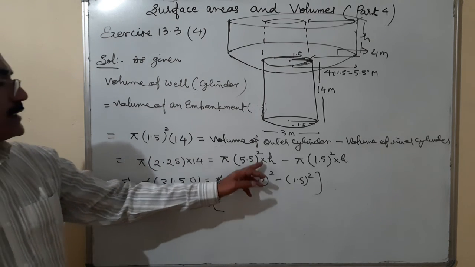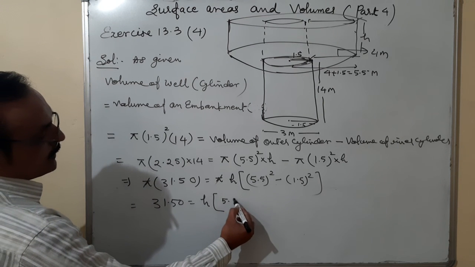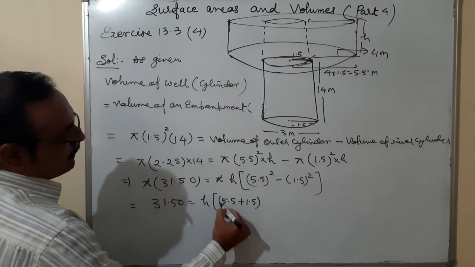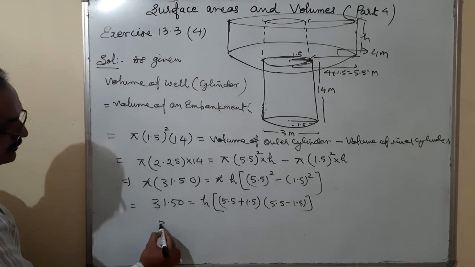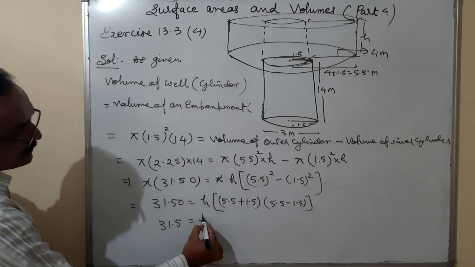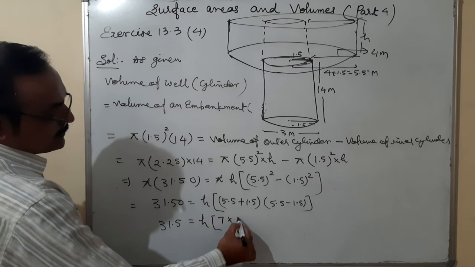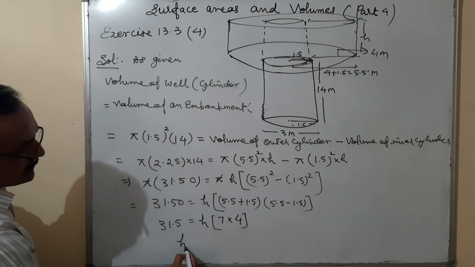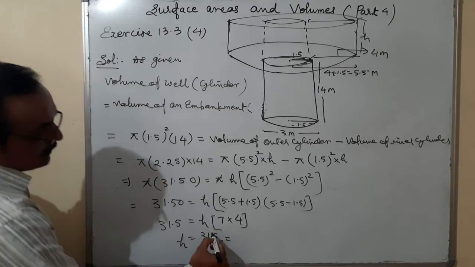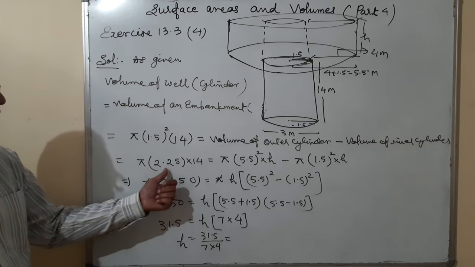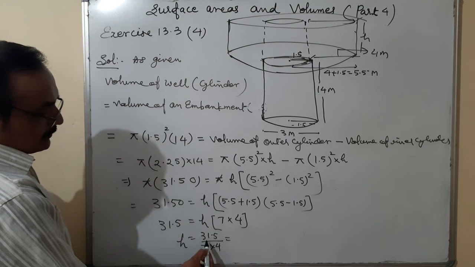It is a square minus b square, that is the identity (a plus b)(a minus b). 5.5 plus 1.5 and 5.5 minus 1.5. Okay, so 31.5 is equal to h into 7 into 4, because 5.5 plus 1.5 is 7 and 5.5 minus 1.5 is 4. So h is equal to 31.5 upon 7 into 4. Rather than multiplying here, you should keep this term as it is. It's better to cancel it by 7.